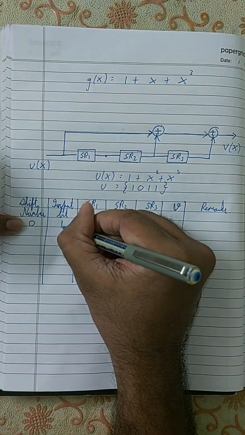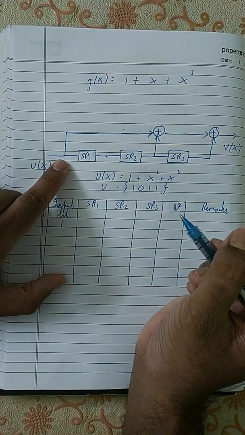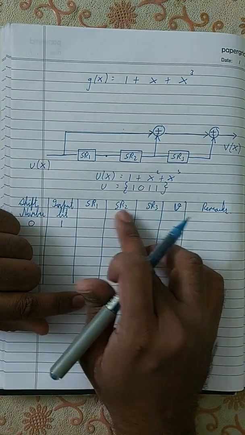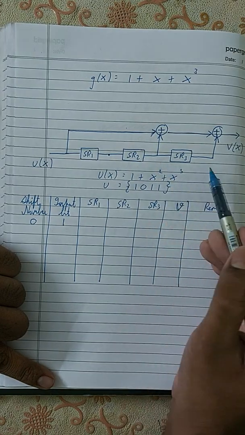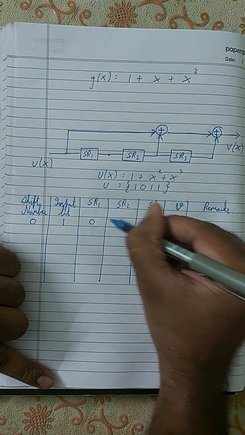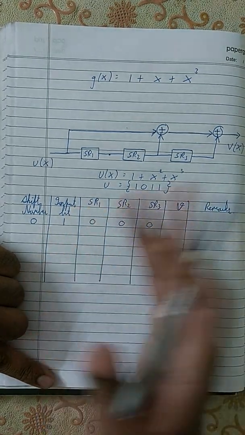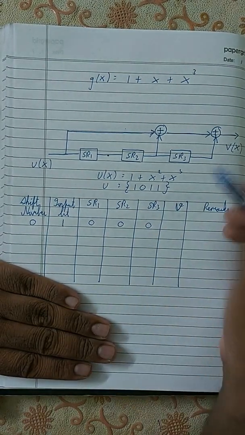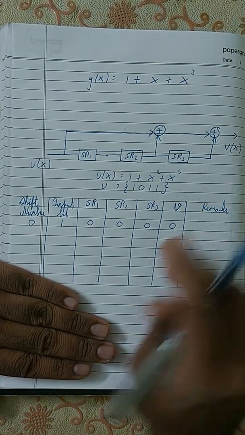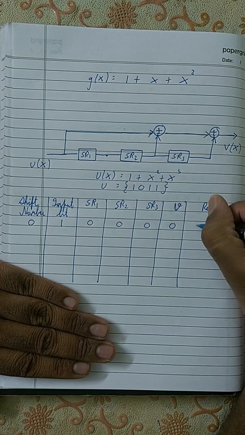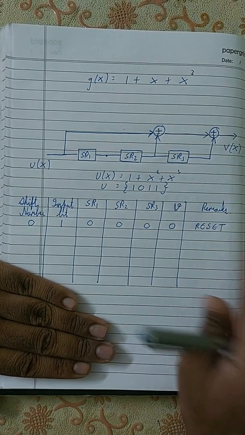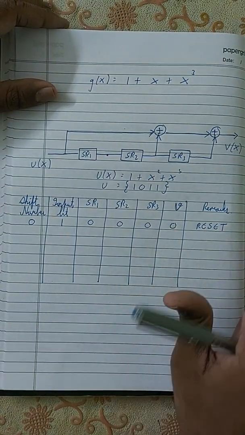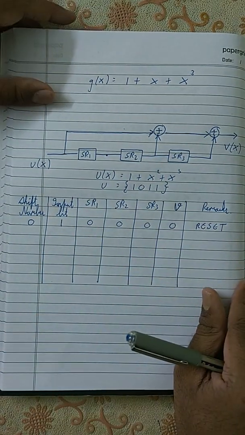So first I'll place this one over here, and the content of the shift register, that is the output of SR1, the output of SR2, and the output of SR3 are all zeros because there is no value over here, and the output is also 0. Hence we say that the circuit is in the reset position, or reset mode, because we haven't done any shifting cycle.